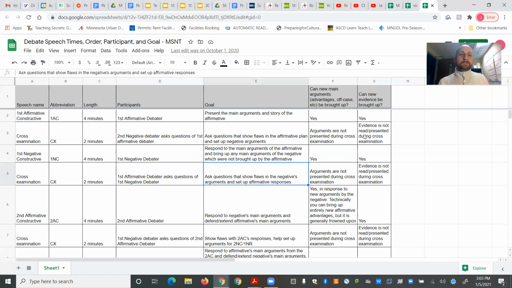Okay, so the goal of this cross-examination period is just like the other one. You want to show flaws in the opponent's arguments. You want to set up your own arguments. You shouldn't be reading any new arguments here, right? You don't read arguments here. You just ask about the arguments other people made, and you don't read evidence in cross-examination. So you don't need to worry about that either. You just stand up, ask questions of the other team.